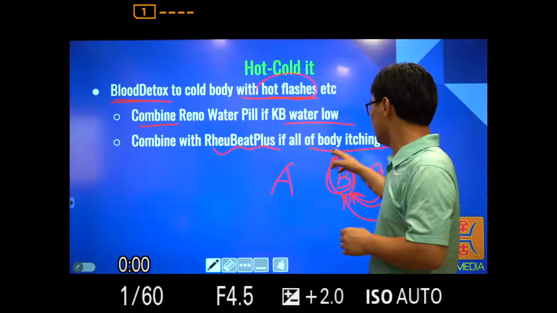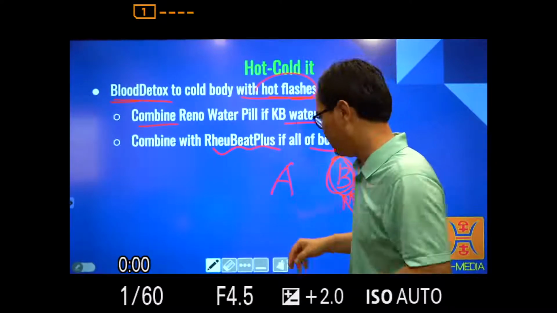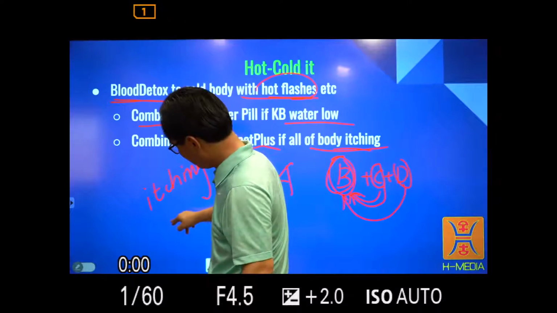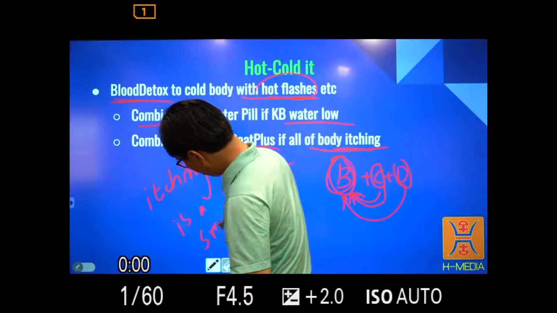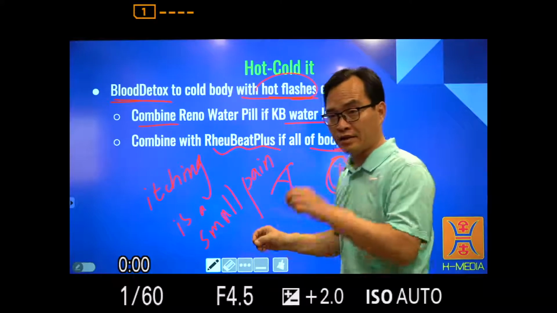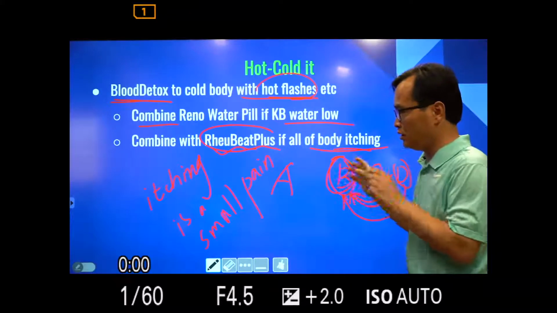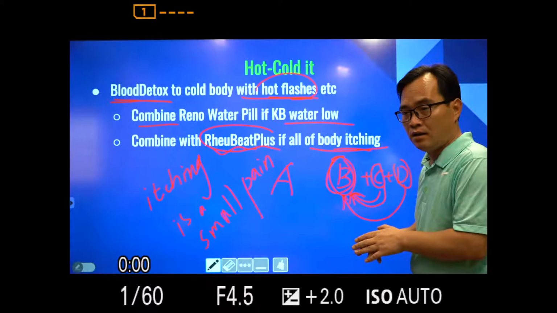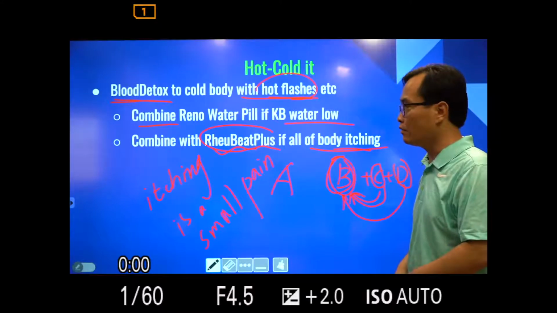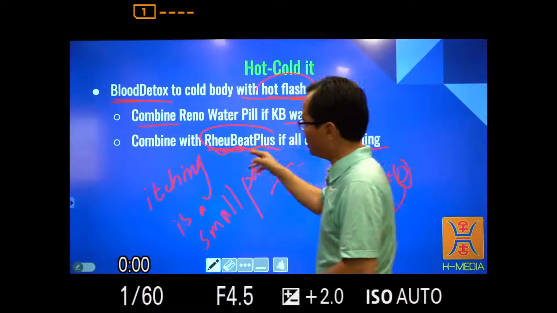And when we're using the Blood Detox, there is the thing for what? Itching is a small pain. It's a little pain. So since it is a little pain, this is also connected with circulation problems. So combine with Ruby Plus to improve circulation, so the itchy can be easily gone. When the circulation is good, rapidly taken away, the itchy will also be reduced. So combine Ruby Plus. When combined, this is not the major formula, and this formula is helping the Blood Detox to work.